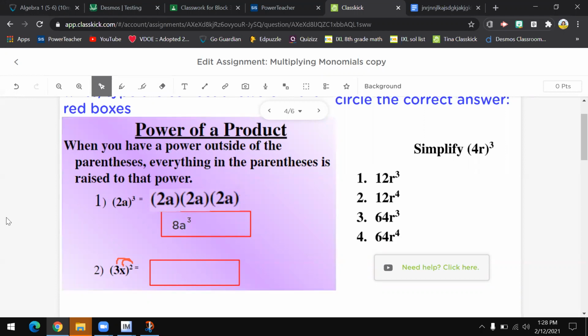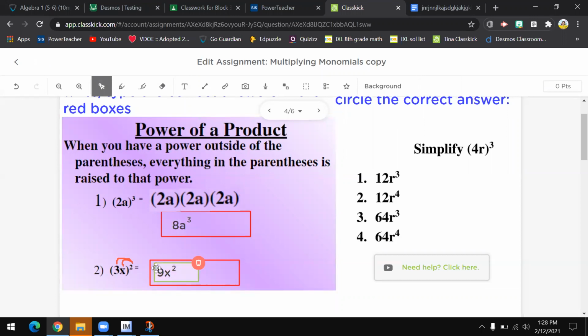Okay? It's just the rule. It's keeping you from having to show all this work, but that's really what you're doing. It's the same thing here. 3x squared, I have to square both. So 3 squared is 9. And then x squared is, well, that one's easy. x squared is just x squared.